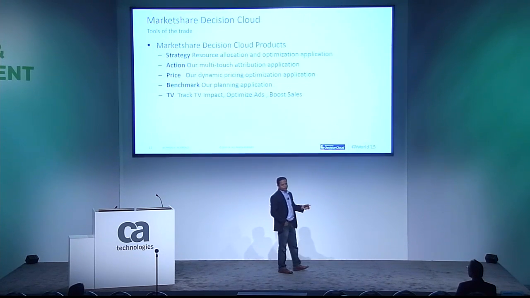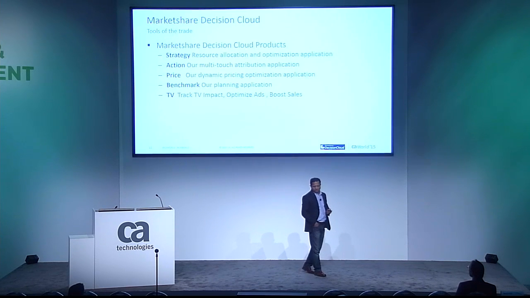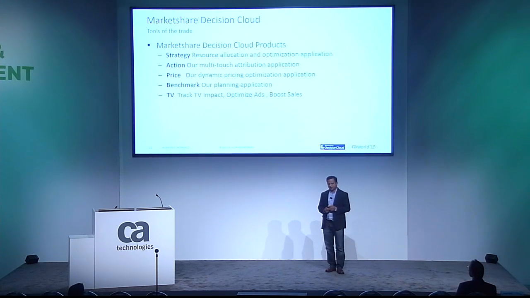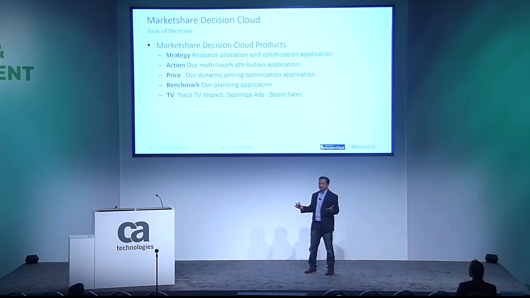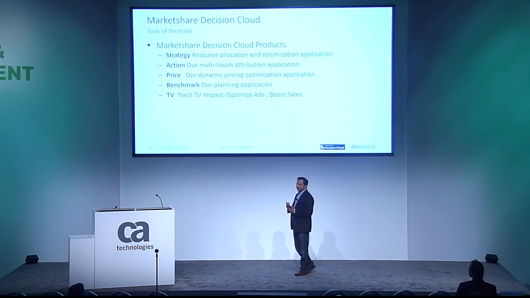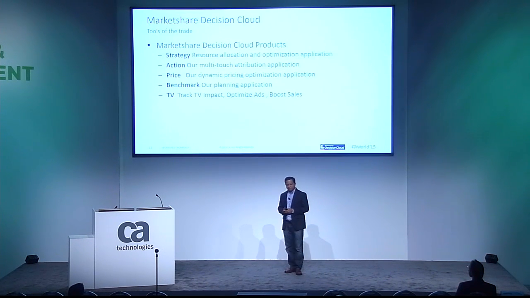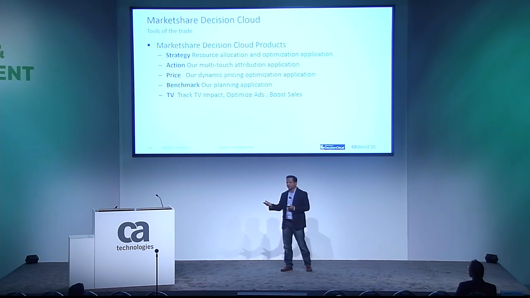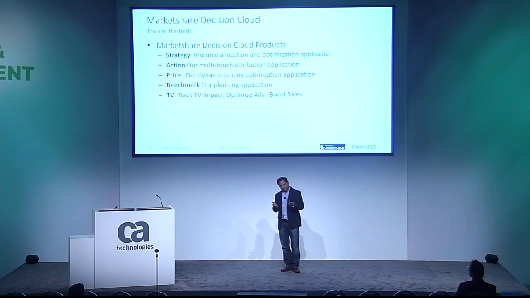So these are some of the tools that we offer. Strategy is what we call a top-down model, where we tell you that if we have 20 or 30 channels that we are spending money on, based on the attribution, we create different models and basically help you optimize the budget. And the kind of scenarios that I just talked about is handled by this strategy application.